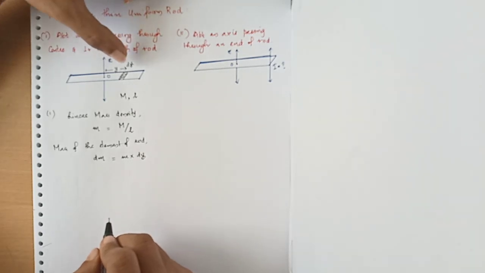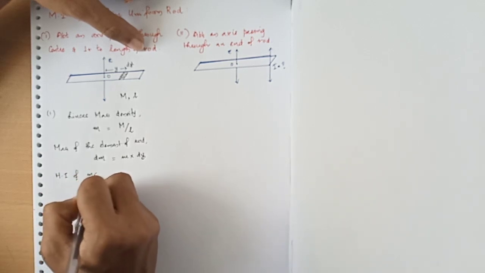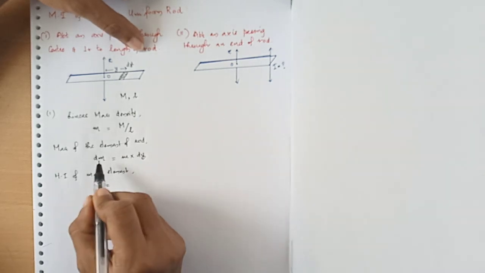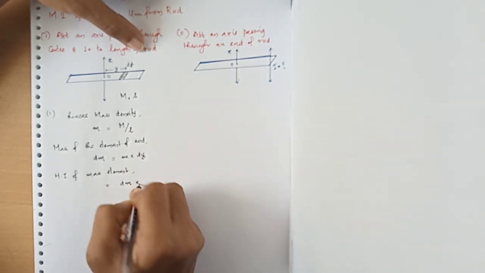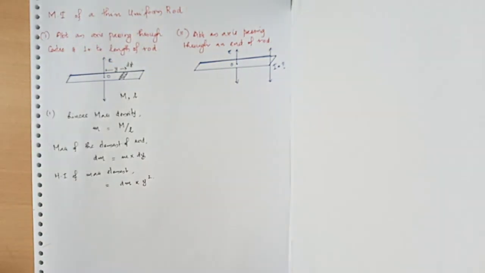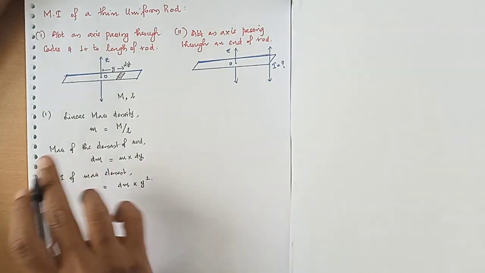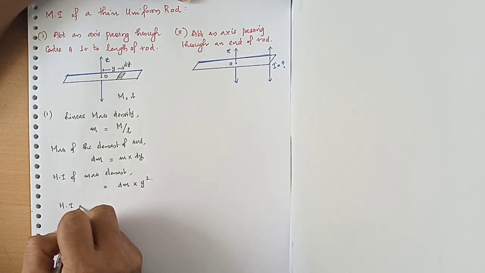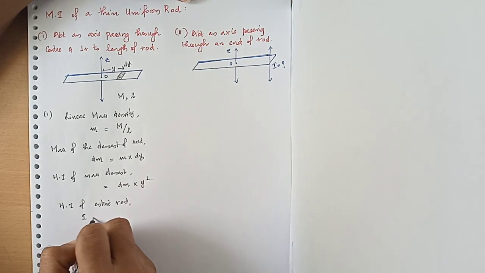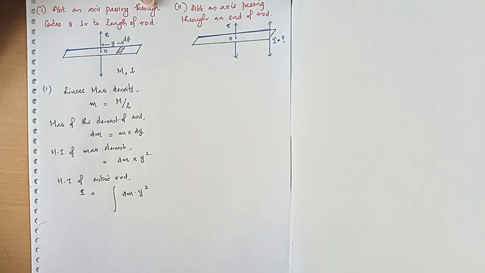Now the moment of inertia of this mass element is equal to the mass of the element dm into the square of the distance, and the distance here is y, so y square. Now in order to find the moment of inertia of this entire rod, you have to integrate it along the length of the rod. Moment of inertia of the entire rod, I is equal to integral dm into y square.